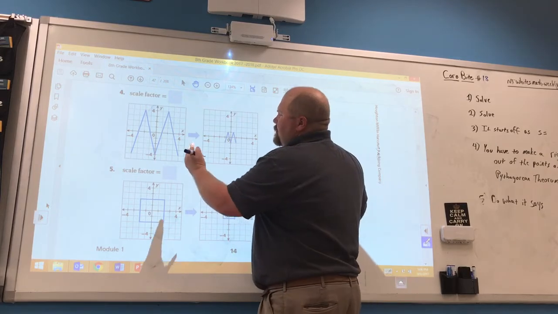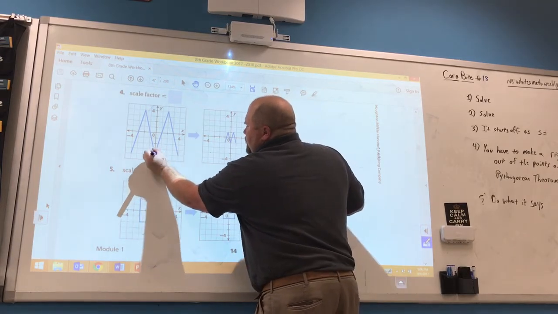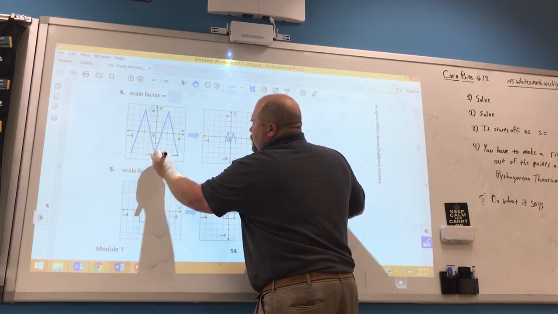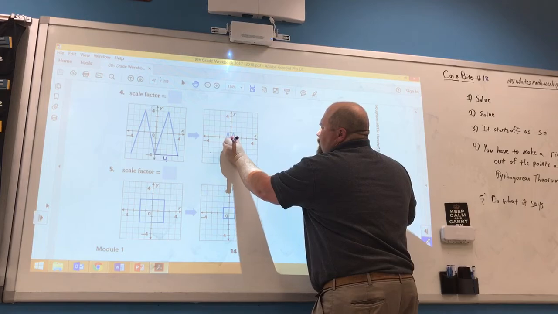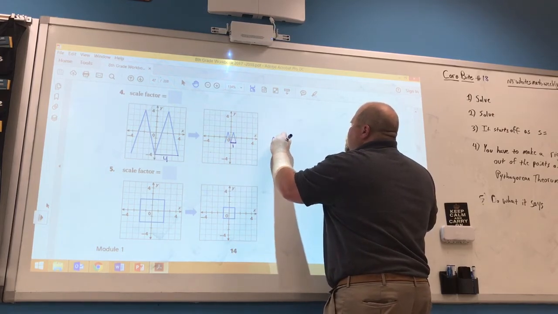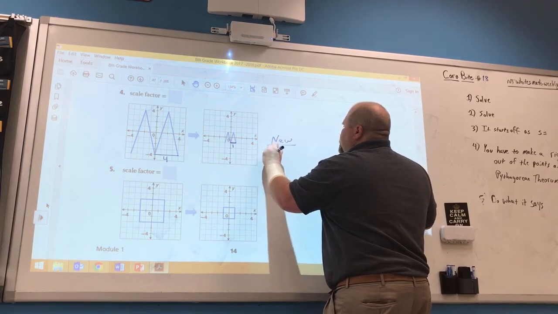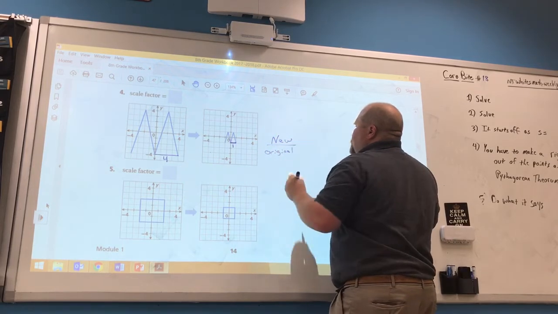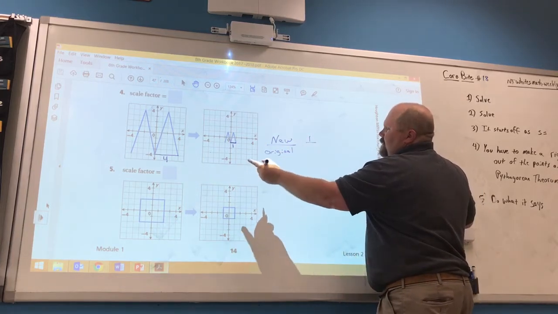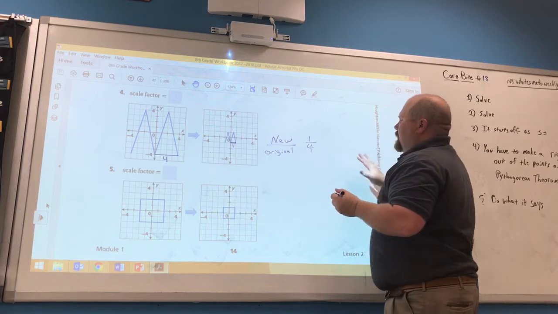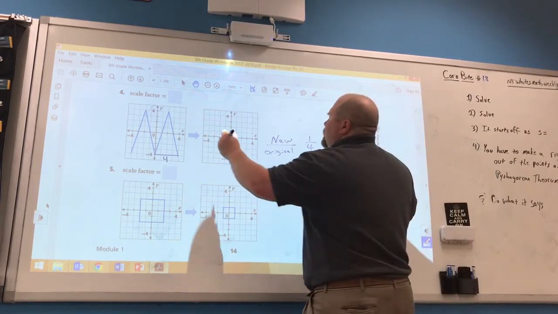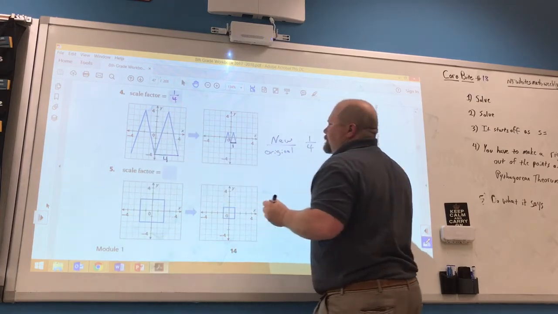Since I don't have anything that's completely vertical or horizontal, I'm going to take the distance between these 2 points right here. And that is, if you count, that's 1, 2, 3, 4. That is 4 units. And so the matching piece is right here, and it's 1 unit. And the way you set this up is you put the new over the original. And so we know that the new unit, it was just 1. And from the original, it was 4 units. You ask yourself, can this be simplified? This one cannot, so your answer of scale factor is 1/4.